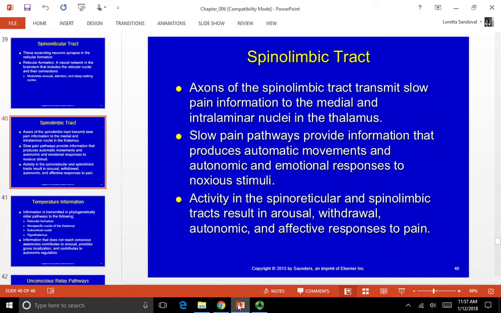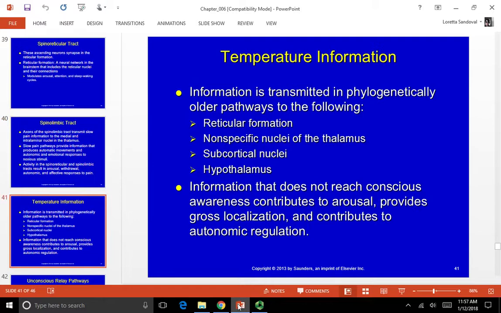Slow pain pathways provide information that produce automatic movements and autonomic and emotional responses to noxious stimuli. Activity in the spinoreticular and spinolimbic tracts often result in arousal changes, withdrawal, autonomic, and affective responses to pain, meaning emotional responses to pain. The information transmitted, when they say the phylogenetically older pathways, that means those are the ones that developed earlier in our evolution. They're older pathways to the reticular formation, non-specific nuclei of the thalamus, subcortical nuclei, and the hypothalamus. This information that doesn't reach conscious awareness contributes to arousal, gross localization of pain, and autonomic regulation.